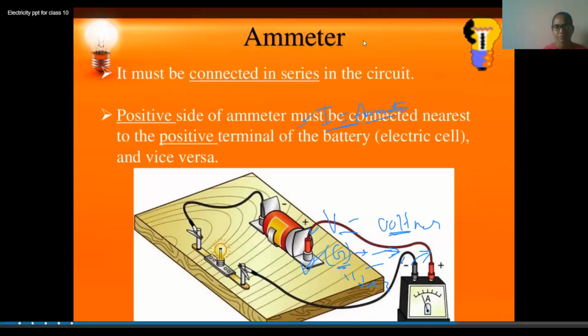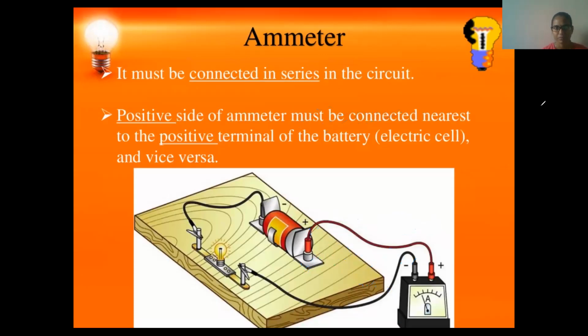Ammeter first. This is based on the connections. You see, an ammeter is a device. Ammeter means it is related to the unit of current, right? Ampere. Okay, children, ampere is a unit of current.